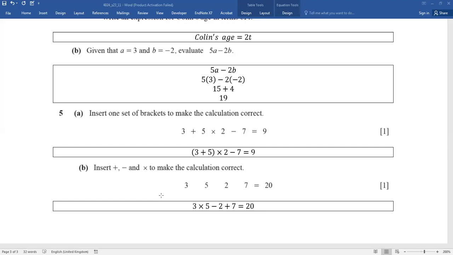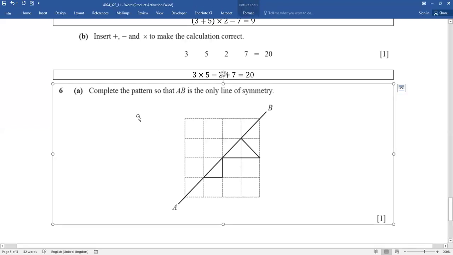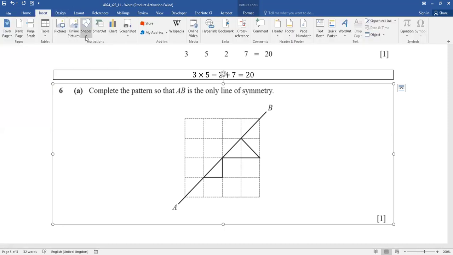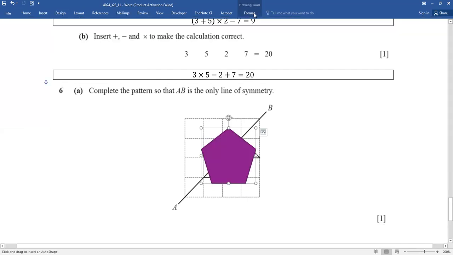Now the question wants us to complete this figure so that this line AB is the line of symmetry. Okay, class. So in this part, the question asks us to complete the shape so that this line AB is the line of symmetry, or it is the mirror line. So we need to draw a shape such that, okay, I'll have to draw a pentagon.